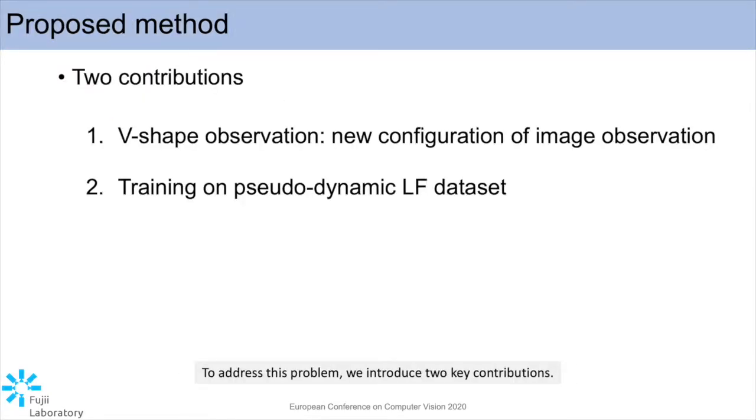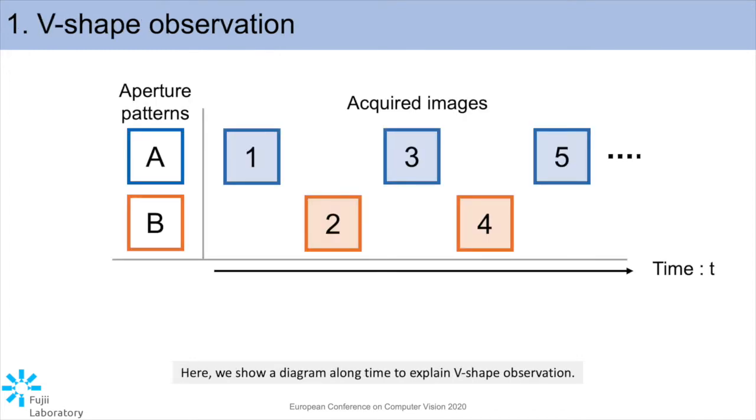To address this problem, we introduce 2 key contributions. The first one is a new configuration of image observation called V-shape observation. Here, we show a diagram along time to explain V-shape observation. We assume that 2 aperture patterns are alternated along time. The images are acquired using either of the 2 aperture patterns denoted as A and B.